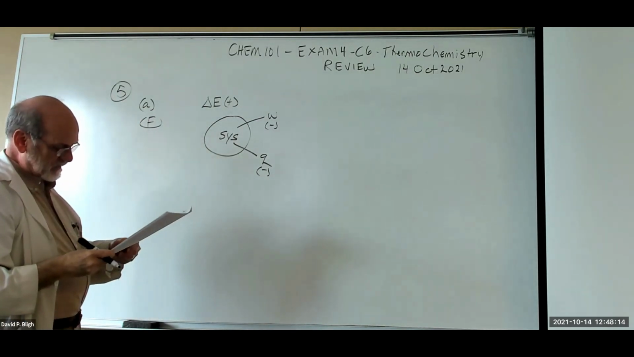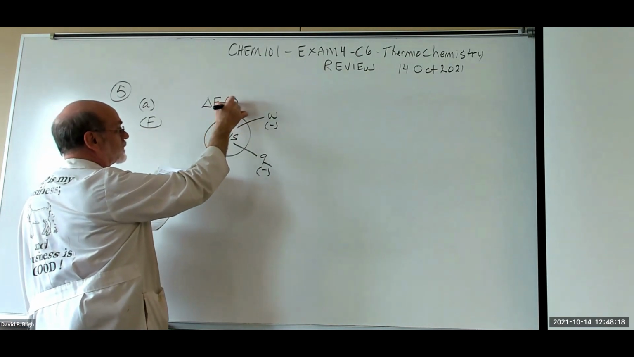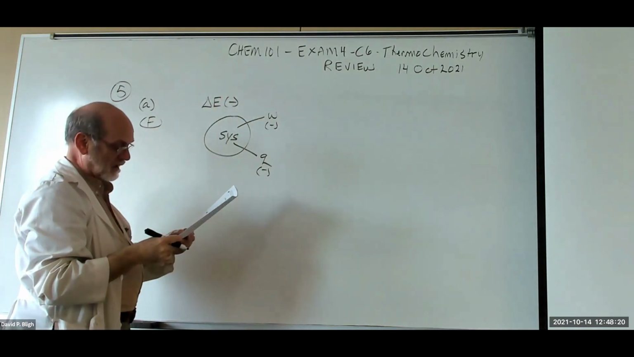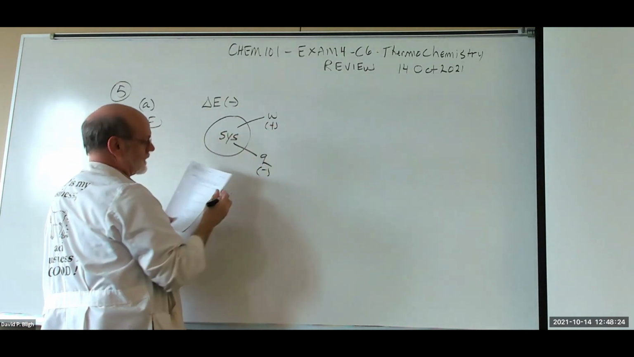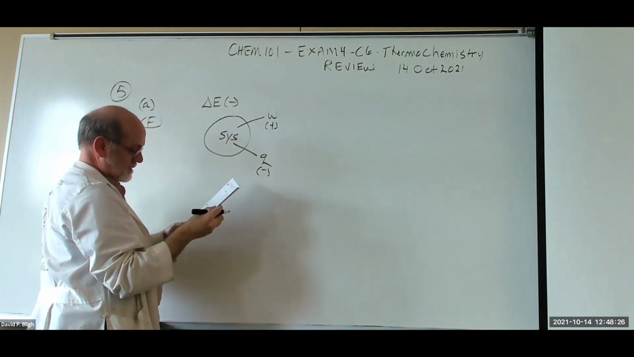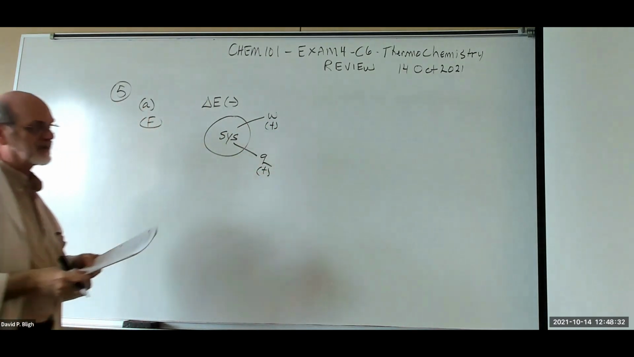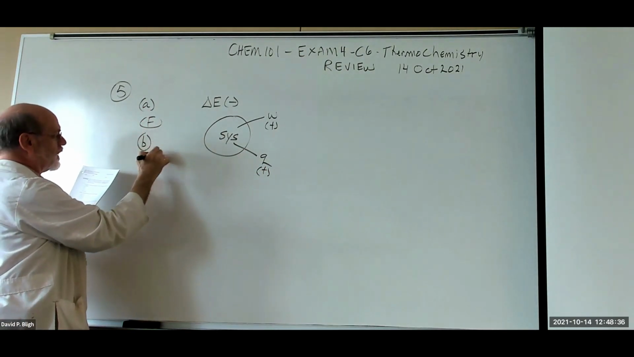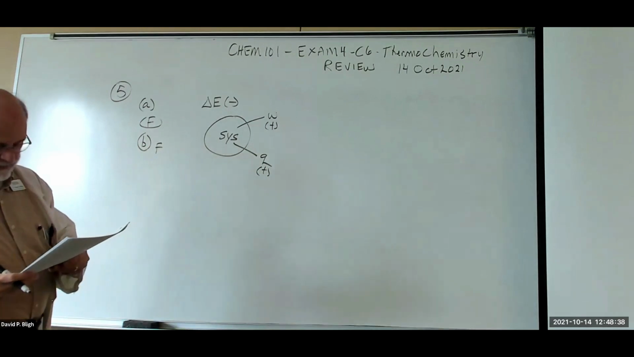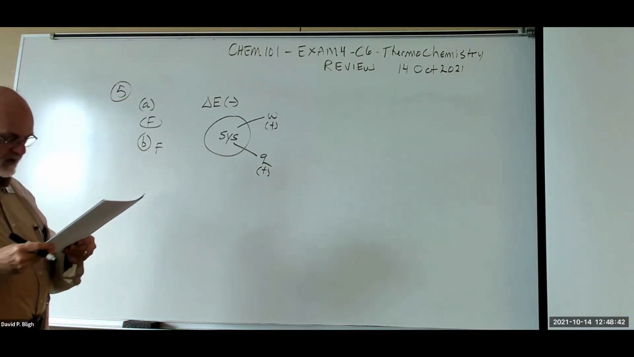Okay, how about B? The internal energy of the system decreases. Now I'm going to make it negative. When work is done on the system, and heat is flowing into the system. That's just the opposite and it's still wrong. So B is false. The system does work on the surroundings when an ideal gas expands against a constant pressure.